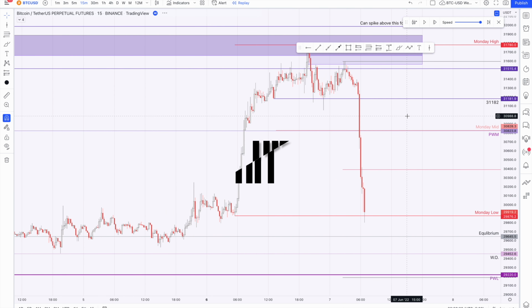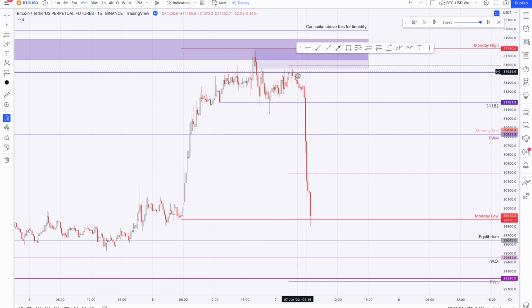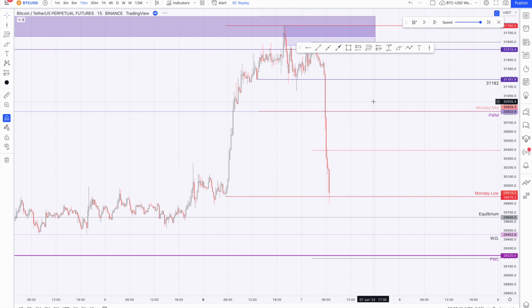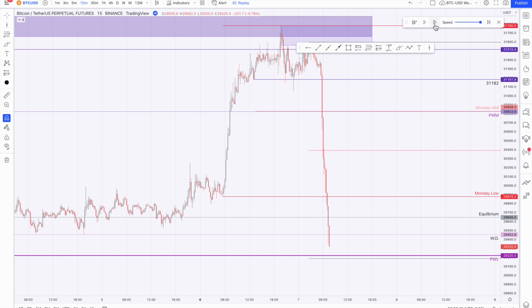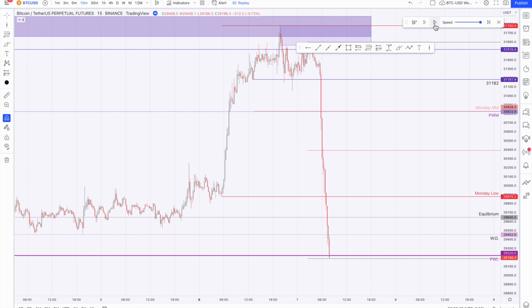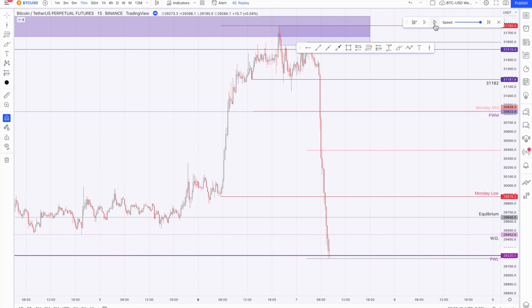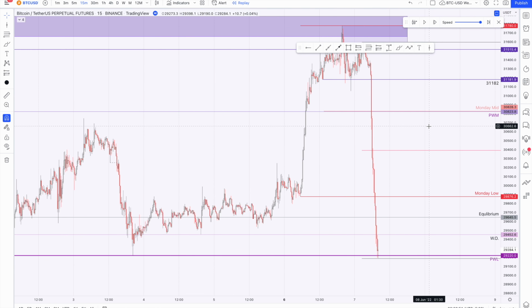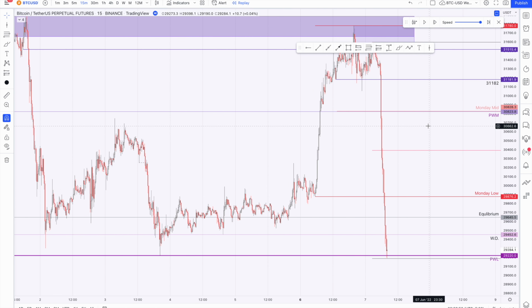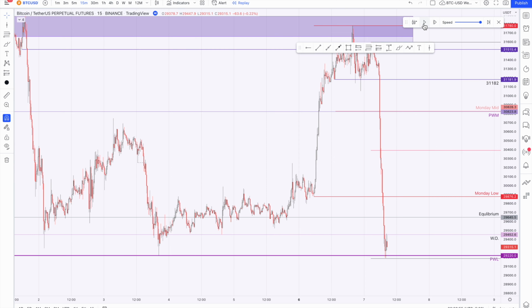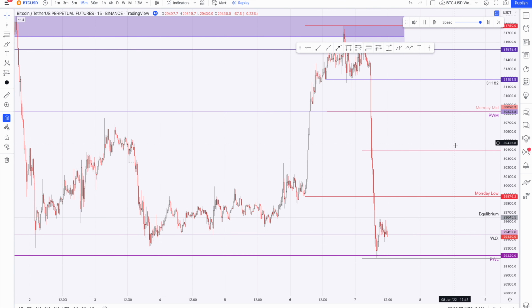So if you wanted to have a trade setup, this would be it. What? Shorting here, taking profits on the Monday low, and as we saw, the price just kept on going lower, and we actually hit the previous week low, right? So yeah, that is how the events turned out to be for BTC, and let's see where we are right now.